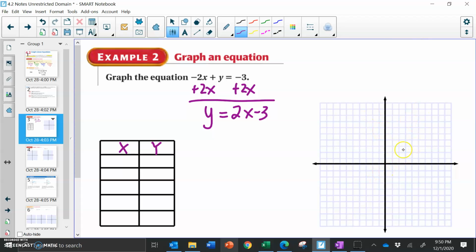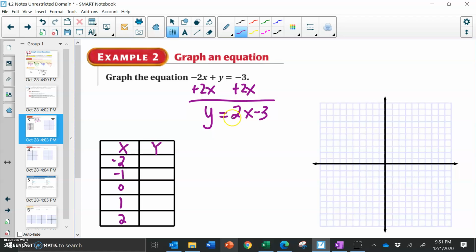So the graph that we have here is a 4-quadrant graph. It makes the most sense to try to pick a couple negative x values, a couple positive x values. You want to try to pick numbers that are small, easy to do mental math with. So I'm going to stick with negative 2, negative 1, 0, 1, and 2.